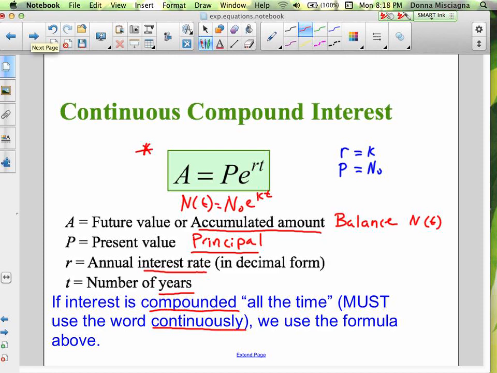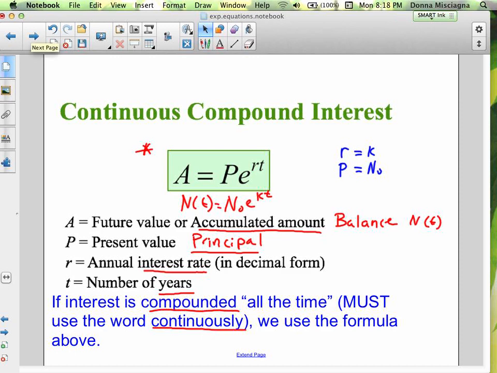R is your interest in decimal form, so these use R instead of K, so it goes better with interest. And T is the number of years, and this is always years. There might be an application where it's not years, but none of what we're going to be working with is anything but years, because that's the most common use.